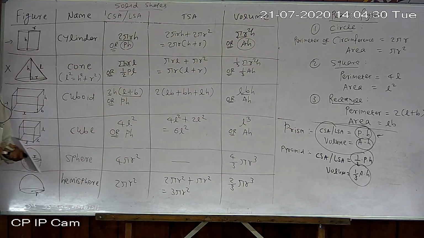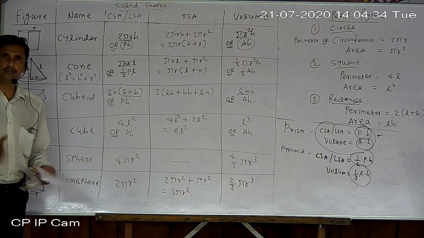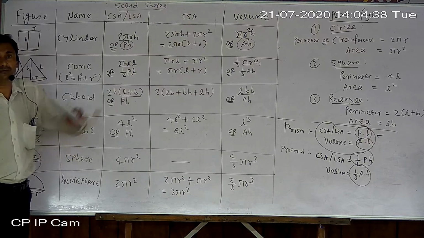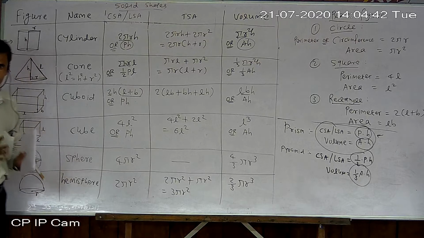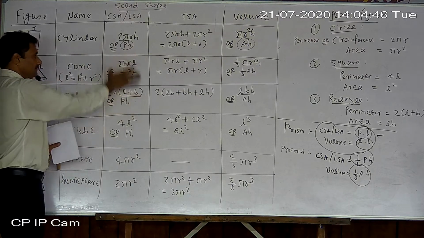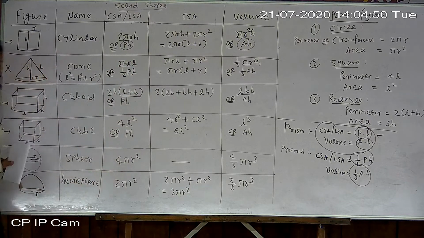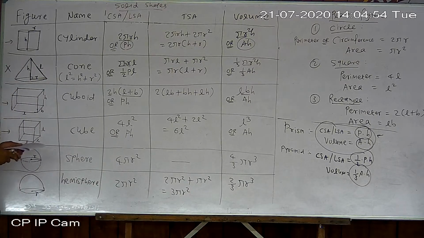Cone's volume is one third of the volume of a cylinder whose radius and height are equal. Means from one cylinder you can form three cones. Three cones are formed. So these are the cone formulas. That way we have gone through up to this point. We did not discuss sphere and hemisphere so far. We just went through prism, cylinder, cuboid, cube, and one pyramid.